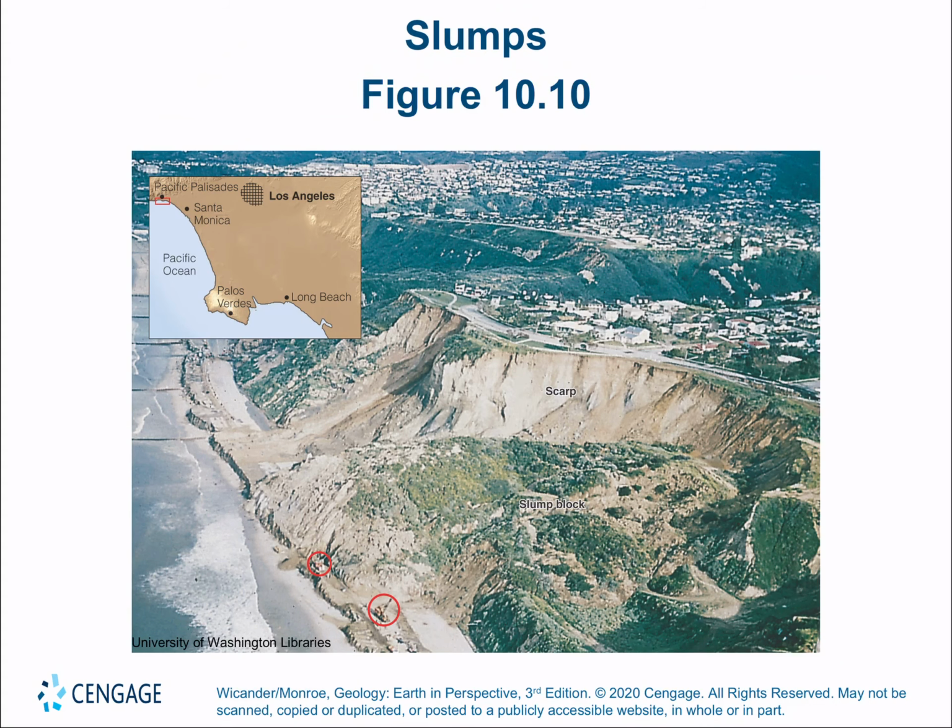Here's another picture of a slump in Pacific Palisades, California, and you can see this area in here is your slump block. So it slid down from up here, and this area right in here is called your scarp, material that shows as the slump slides downward.